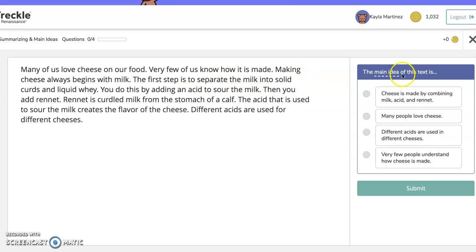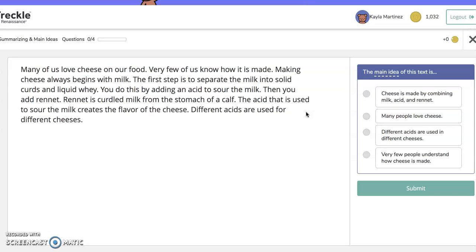Okay, all right, so let's see. Cheese is made by combining milk, acid, and rennet. Is that our main idea? Or is it many people love cheese? Or different acids are used in different cheeses? Or very few people understand how cheese is made? Which one of these is what we're really talking about here?